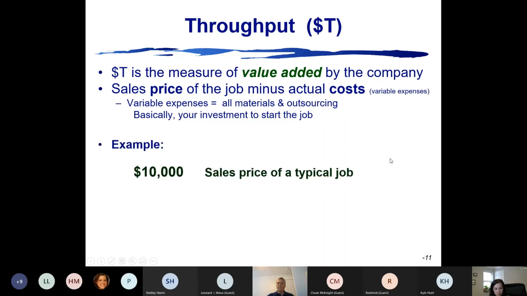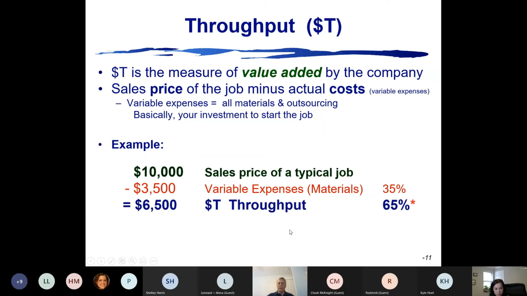Here's an example. If you sold a job for $10,000 and you had to buy $3,500 of material, that's the slabs and the sink and the faucet and the corbels and whatever else you might have to buy. That would be 35% of the sales price. The difference between the two is $6,500, and that's throughput. And that metric over to the right, that 65%, is called the throughput ratio.